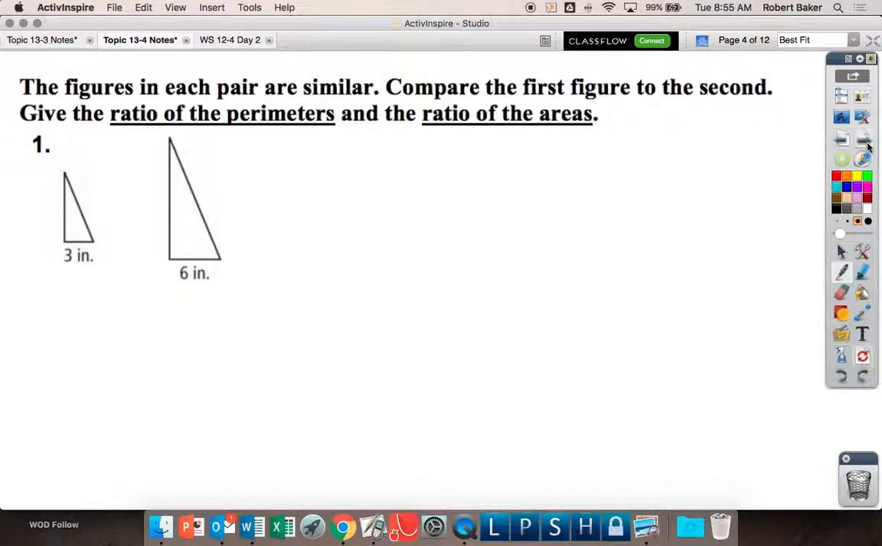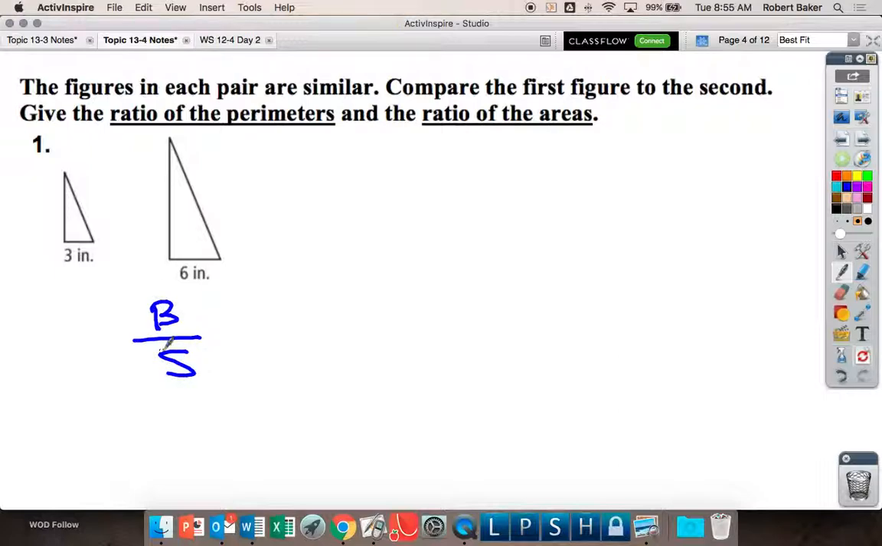So it says the figures in each pair are similar. Compare the first figure to the second figure and give the ratio of the perimeters, give the ratio of the areas. So we need to set up 3 ratios. What is our scale factor? What is our perimeter ratio? And what is our area ratio? So you have to pick big shape over small shape or small shape over big shape. Big over small.